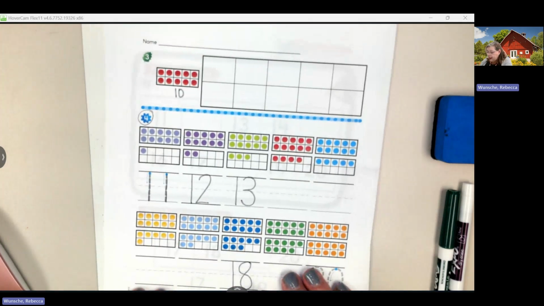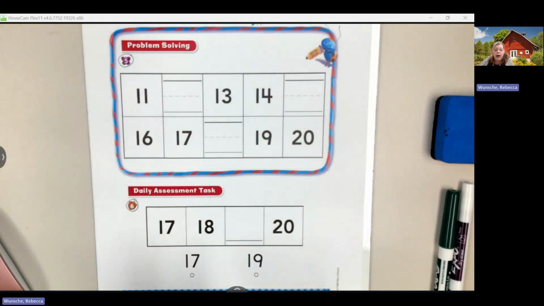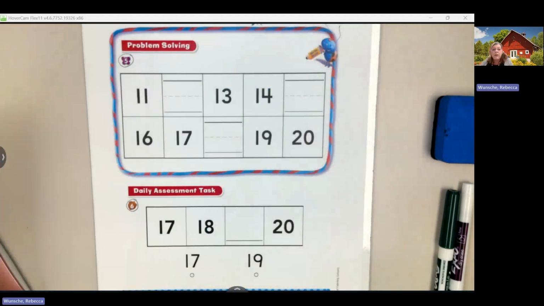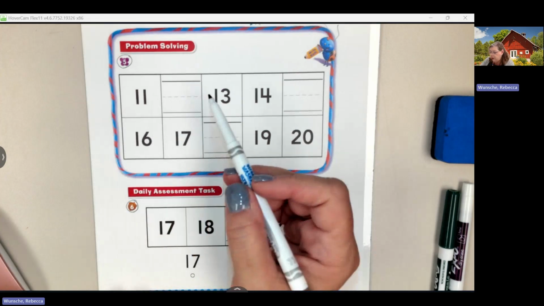Next, I want to take a look at what if our problem looked like, it looks very much like our hundreds chart. But look what they did. They just left some numbers out. So we're going to have to think about how we would count on or count back and what numbers we could put in there. So let's count on with this first one.